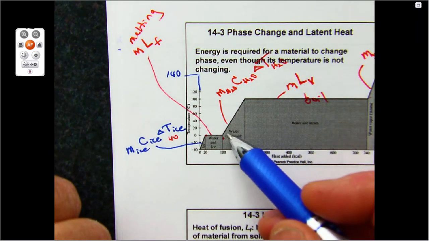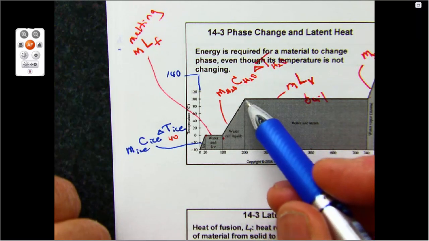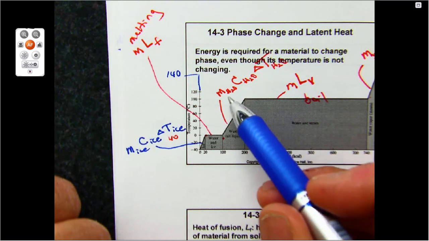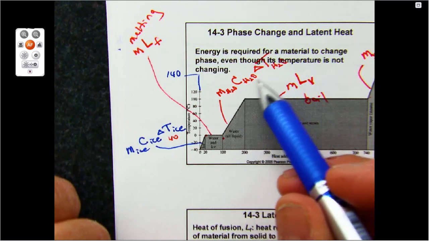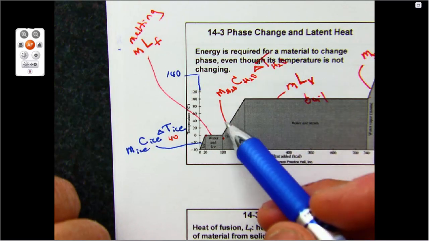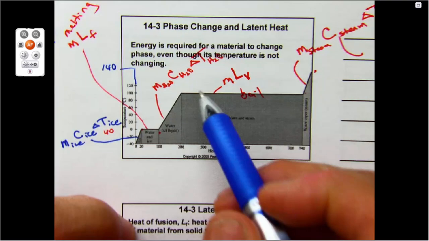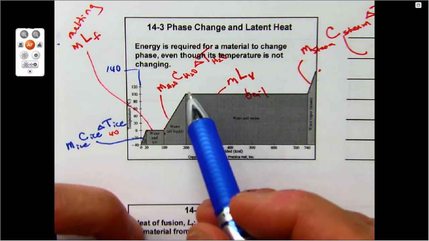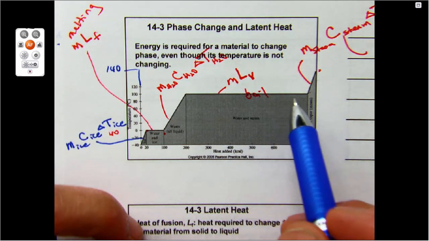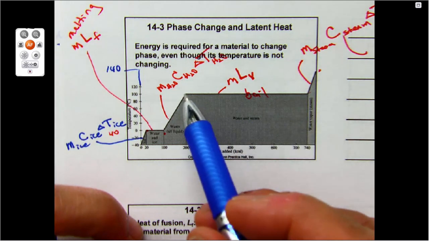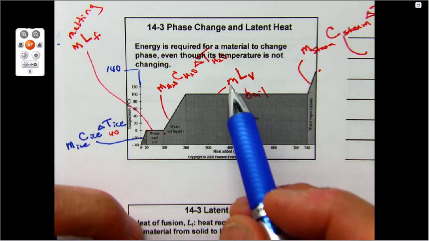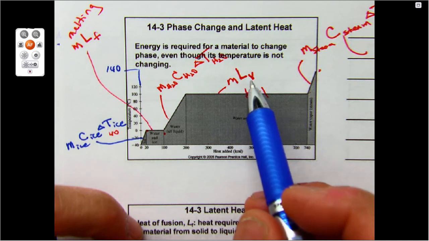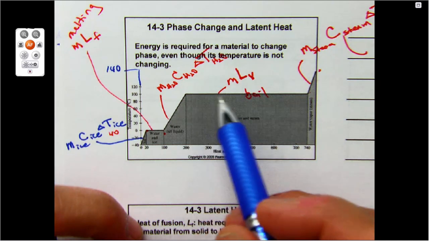Then you have 0 degree liquid water. You've got to heat that up to 100. Here you're going to have 100 degree water. That is the mass of the water, times the specific heat of liquid water, times the change in temperature. In this case, the temperature change is 100. Then this long flat line represents the fact that water is going to stay at 100 degrees while you boil it away. And that is the mass times the enthalpy of vaporization. It takes a lot of energy to do that.